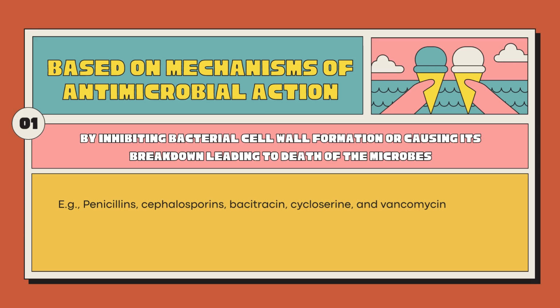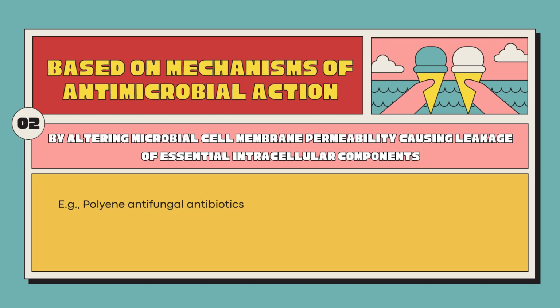Moreover, antimicrobial agents are classified based on mechanisms of antimicrobial action. First is by inhibiting bacterial cell wall formation or causing its breakdown, leading to death of the microbes. Examples include penicillins, cephalosporins, bacitracin, cycloserine, and vancomycin.